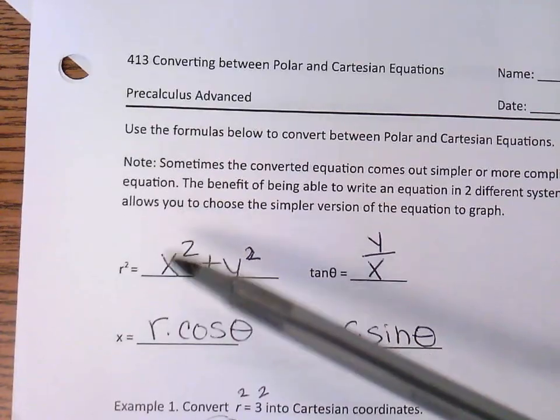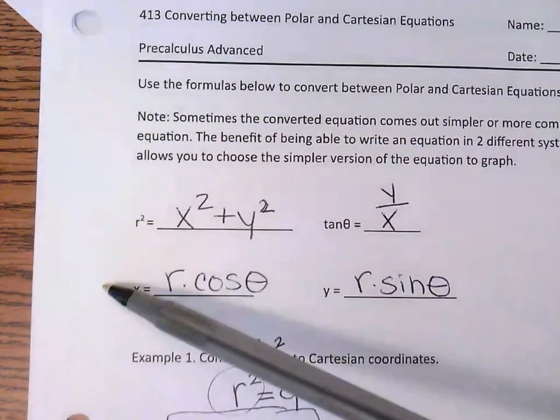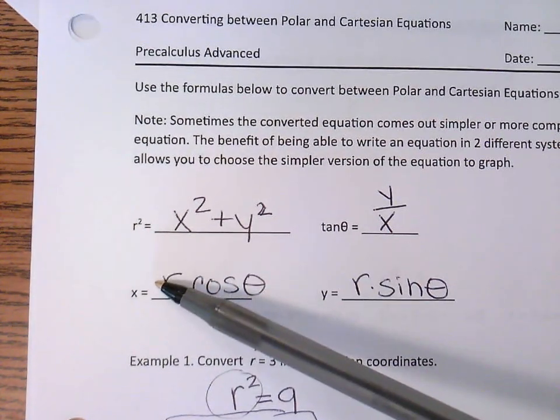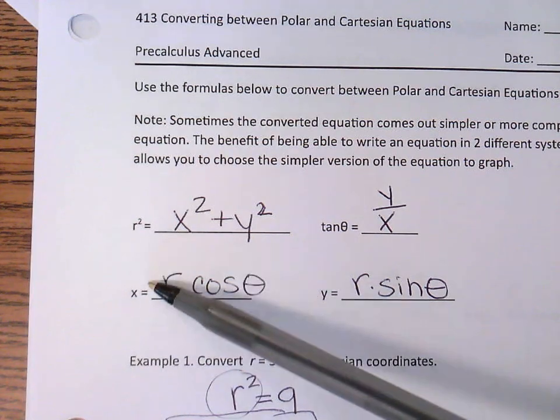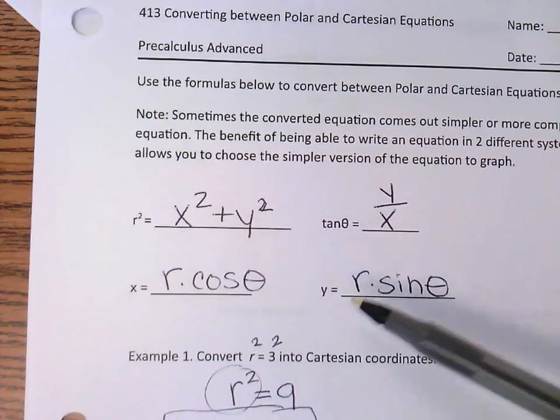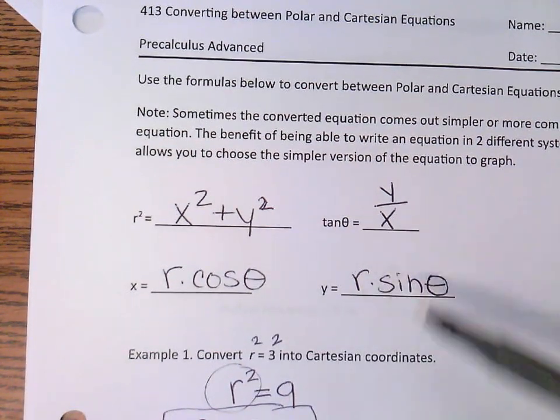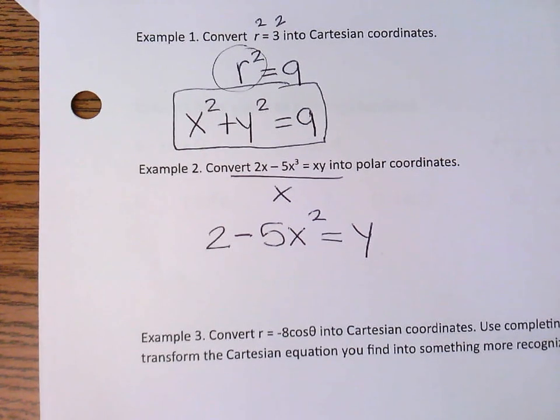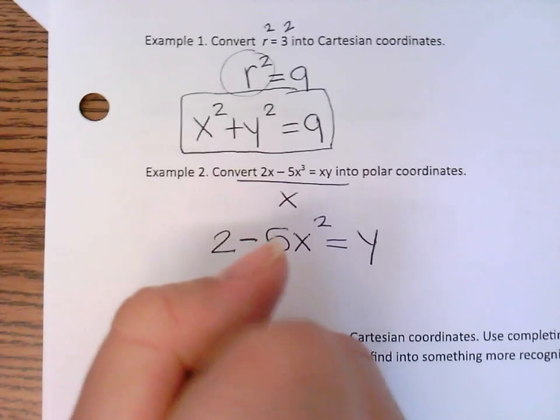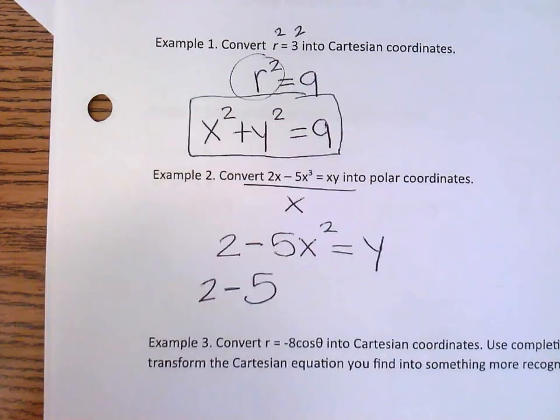So I could change this conversion factor to an x squared, couldn't I? R cosine theta times r cosine theta. I have a y substitution factor, so this is going to look a little bit ugly. So don't let the ugliness deter you. This would be 2 minus 5.